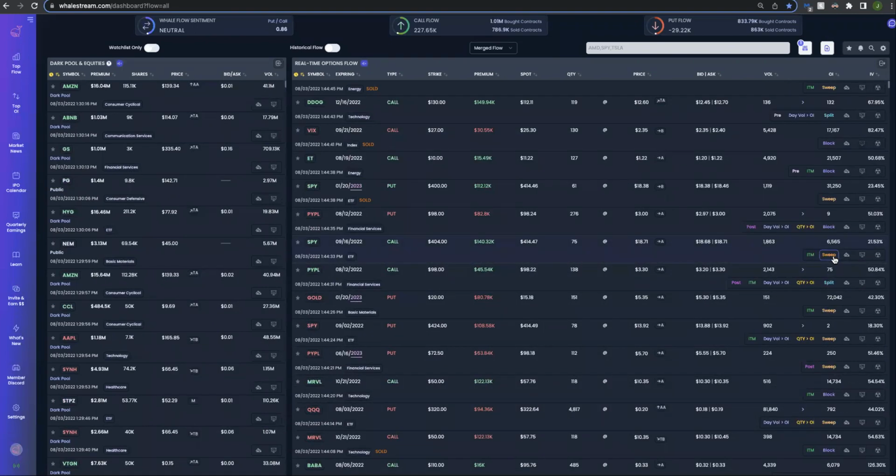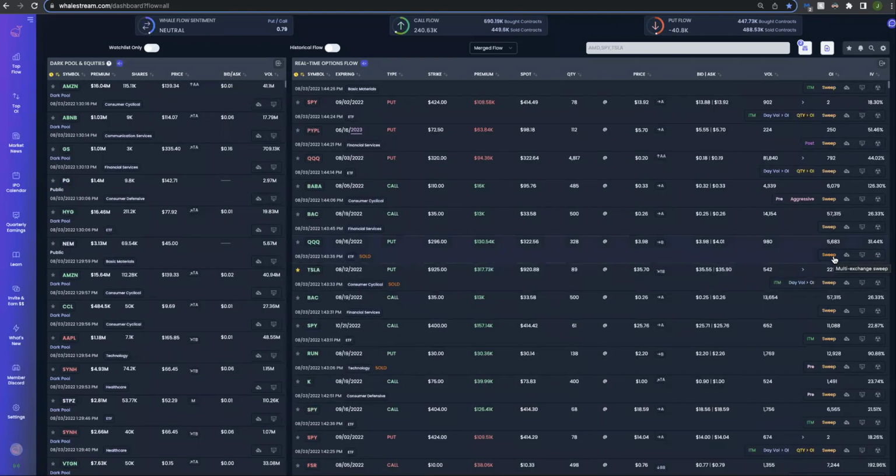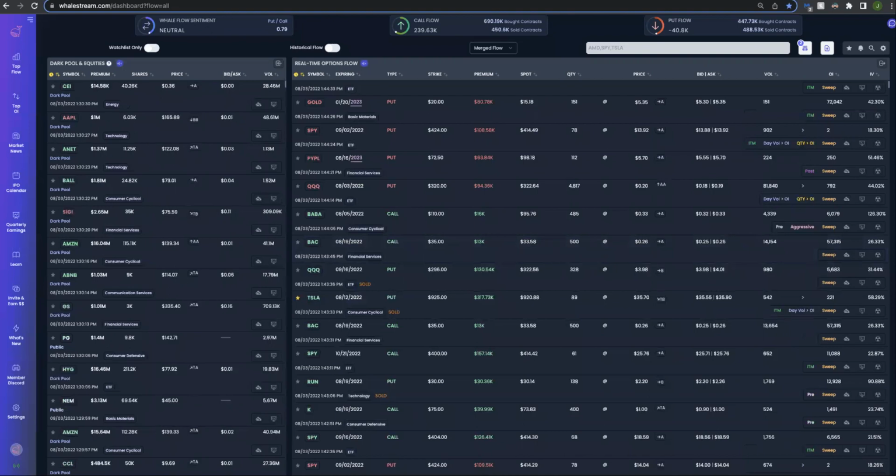If you want to focus on sweeps, a lot of people that use flow don't care about the splits or the block orders. They only want to look at the sweeps, because sweeps are people trying to get in pretty quickly, and they're also often used as a way of trying to fly under the radar, because the way a sweep actually hits the tape is multiple smaller trades.